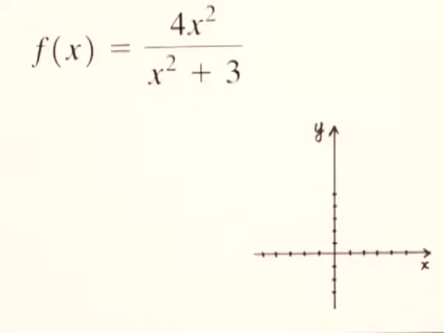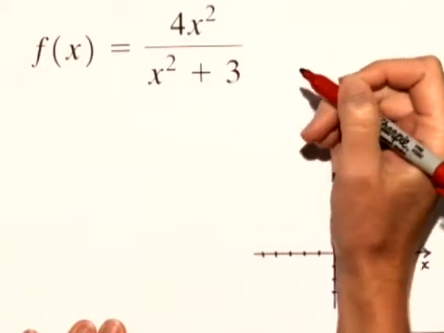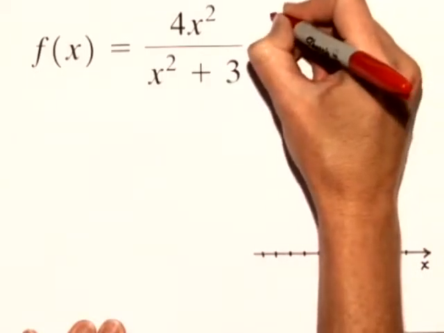For this exercise, we have a rational function. First, we'll find its domain, then we'll use several steps to graph the function. So we have f of x equals 4x squared over x squared plus 3. Let's first look at the domain.